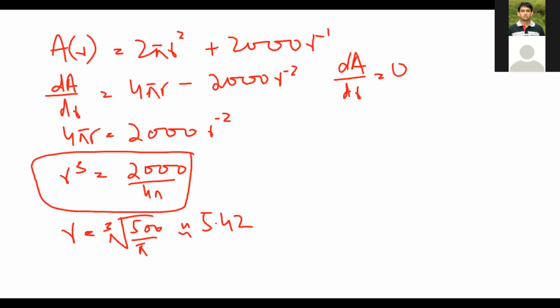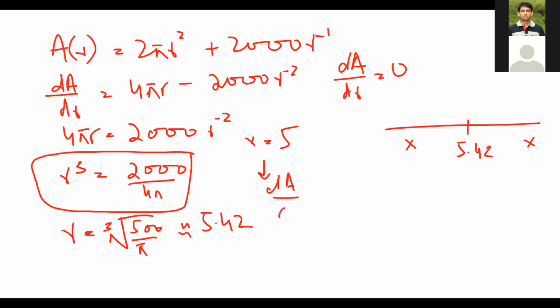Now I'll be plotting a sign diagram test. 5.42 I'll keep over here, and I'll see what the value is on the left and on the right. So let's say x equals 5 on the left side. I'll put that into the first derivative; you can do that on your own. Similarly, x equals 6 on the right side, into dA/dr. When you put these values, you will definitely get a negative value on the left side, which means the function was decreasing on this half, and it is going to be increasing on this half.